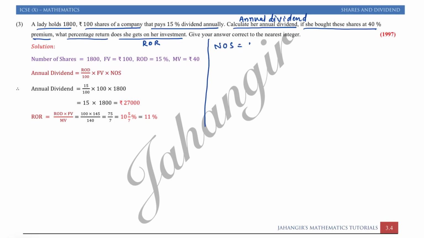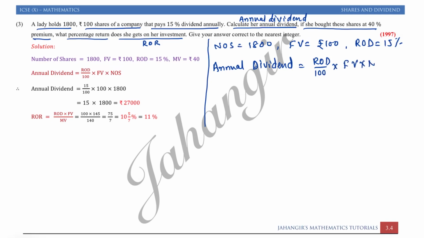Number of shares is 1800 because lady holds 1800 rupees 100 shares. So its face value is rupees 100. You know face value is fixed value. And company is paying 15% dividend. So ROD is equal to 15% annually. First we have to calculate annual dividend. So annual dividend formula you can write: annual dividend is equal to ROD upon 100 into face value into number of shares.